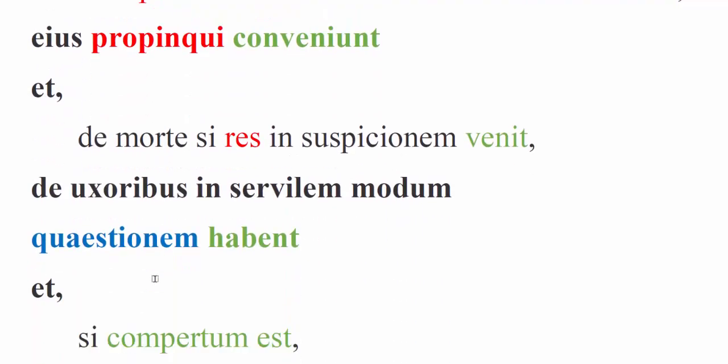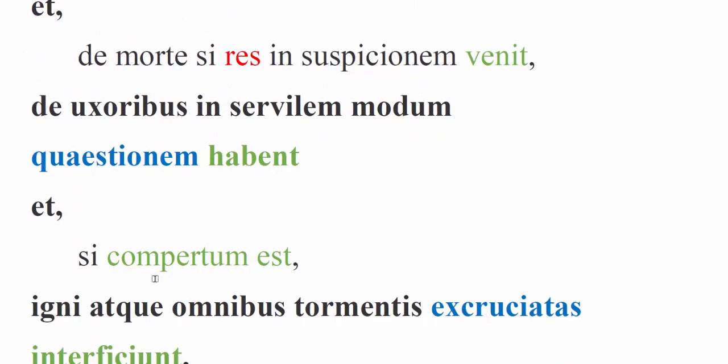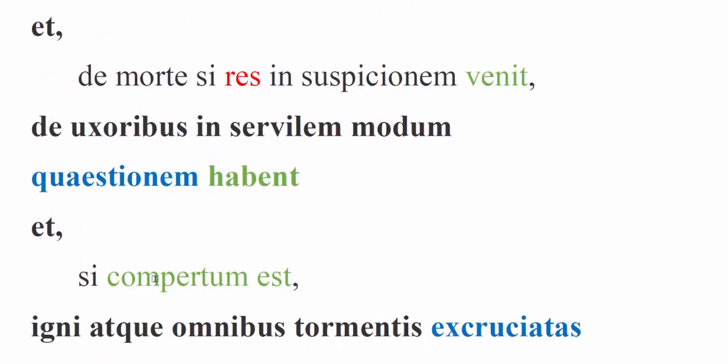Let's scroll down, and there's quite a lot that goes on here. Let's see if we can fit it all in. Nope, not quite. We'll get there. And de morte si res in suspicionem venit. De morte goes with this si clause. If the situation concerning his death comes into suspicion, then quaestionem habent.